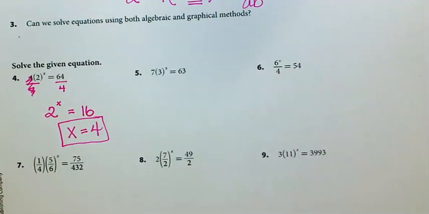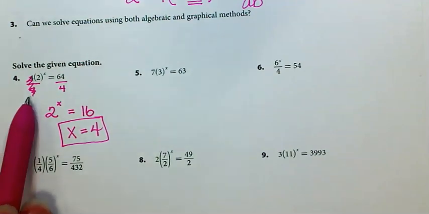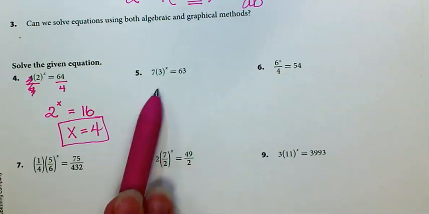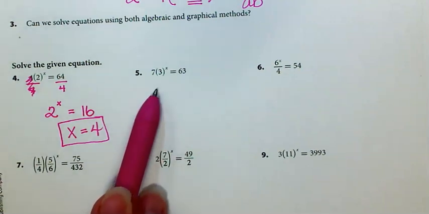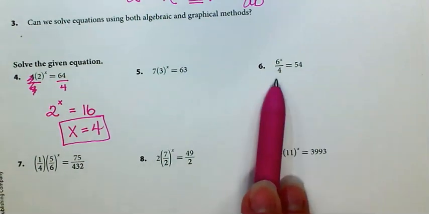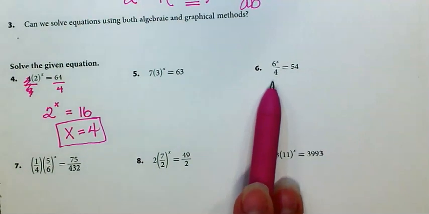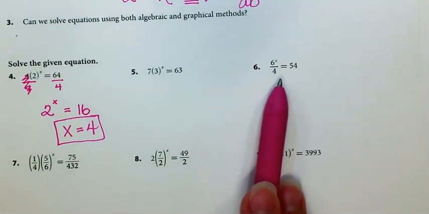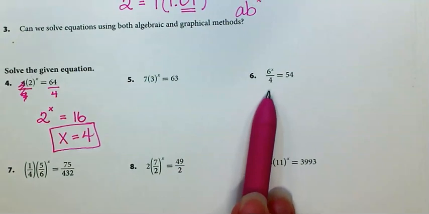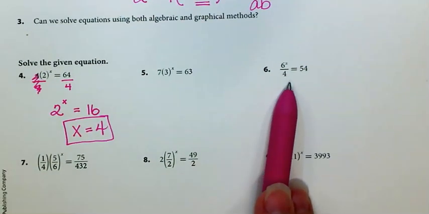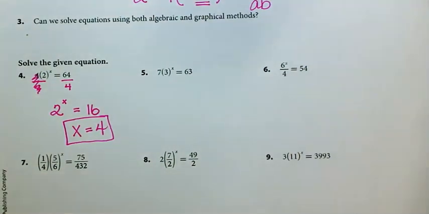Okay. I would like you to try number 5. Think about the first step that we did over here. You probably want to do a similar first step over here. There's an important first step, but it's not dividing. It's the opposite of dividing. So pause for a minute and see if you can work 5 and 6, and then we'll quickly go through there.